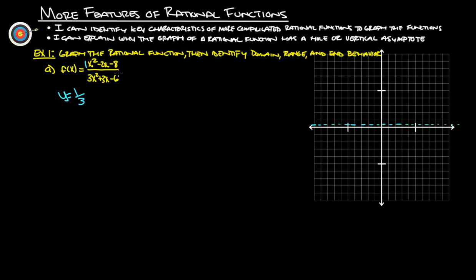Now to figure out the vertical asymptote or asymptotes, we're going to want to factor this denominator. And then to figure out the holes, we'll want to factor the numerator as well. So let's factor these things out. We've got x squared minus 2x minus 8. So factors of 8 that have a difference of 2. Factors of 8 are 1 and 8, and 2 and 4. And 2 and 4 have a difference of 2.